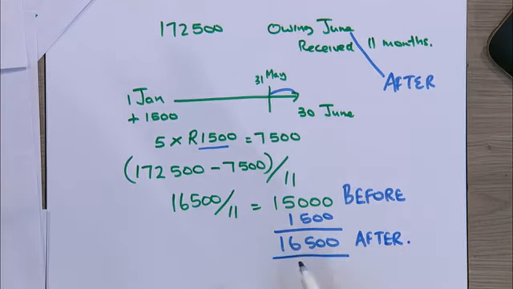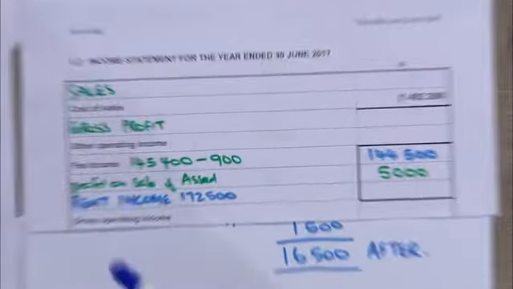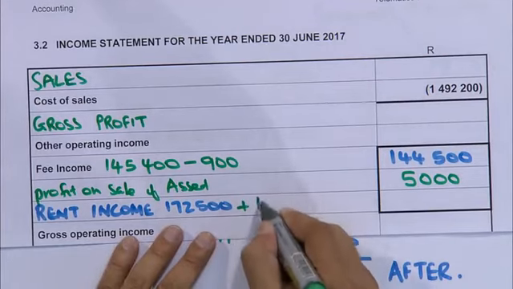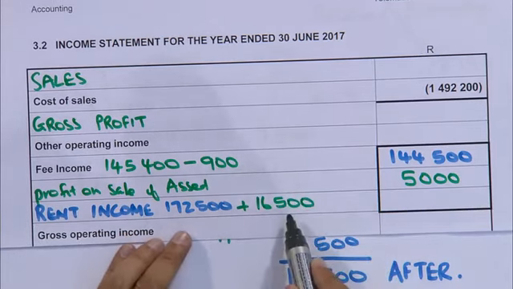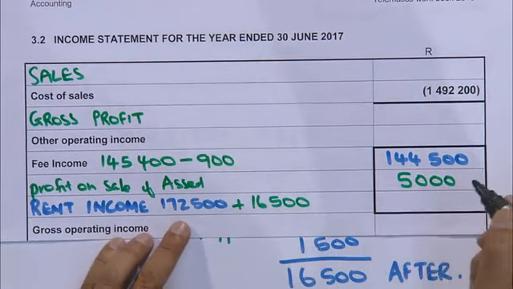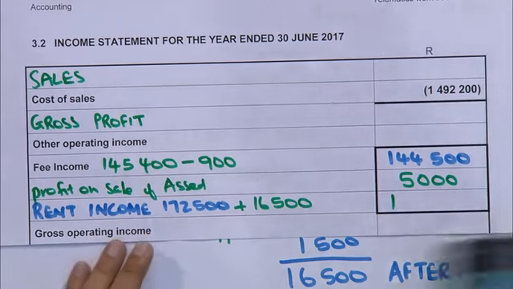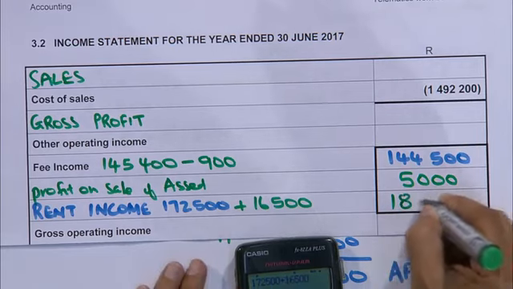So the tenant still owes me 16,500. So when I come back to the income statement, okay, I have my item rent income. Then I need to add 16,500 to the existing. So that was 11 months plus the extra month that he still owes me. So I will get 189,000. Just check. 189 it is. Just calculator. So it's 172,500 plus 16,500. 189,000 it is.